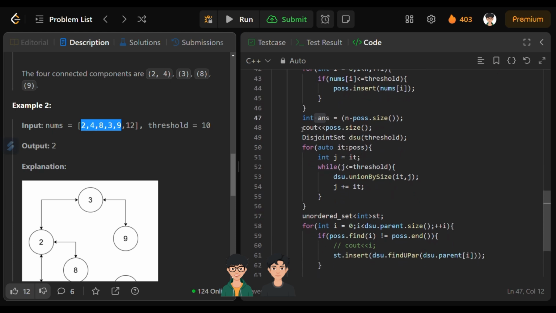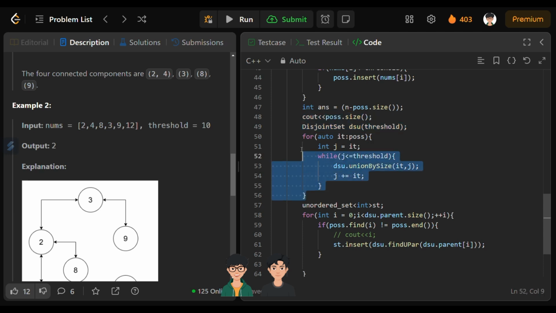For that we have used disjoint union here. This is a step where you are connecting all the elements with their multiples. You are connecting 2 with its multiple, 3 with its multiple. Am I right, Ishan? Yes.